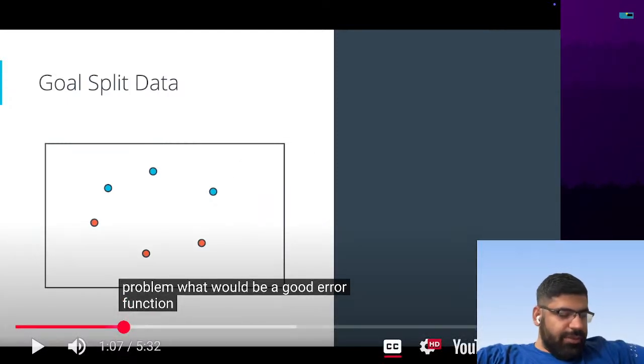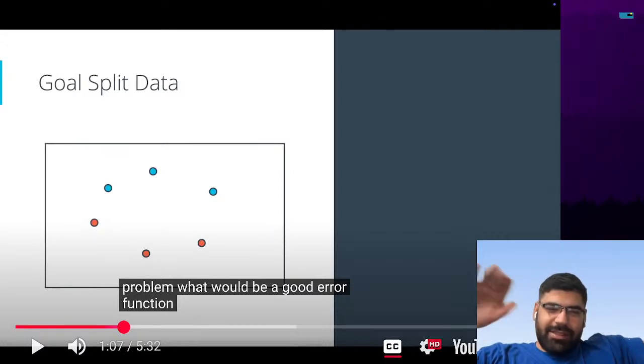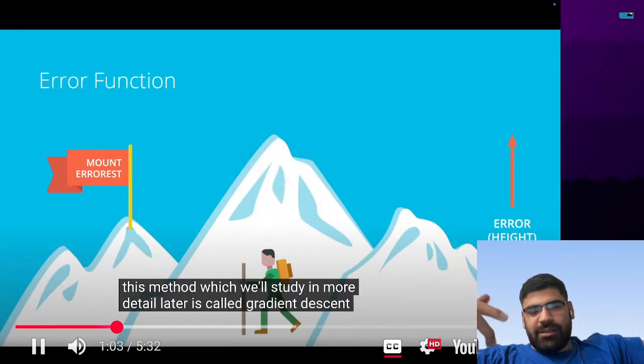Gradient descent, you probably have heard it when you were picking colors for your PowerPoint slides, right? Gradient descent. That's what it is.